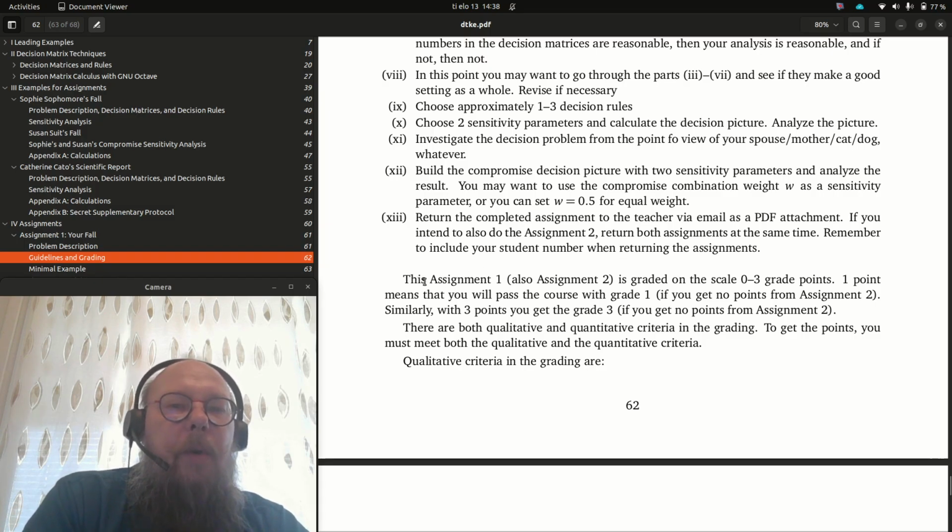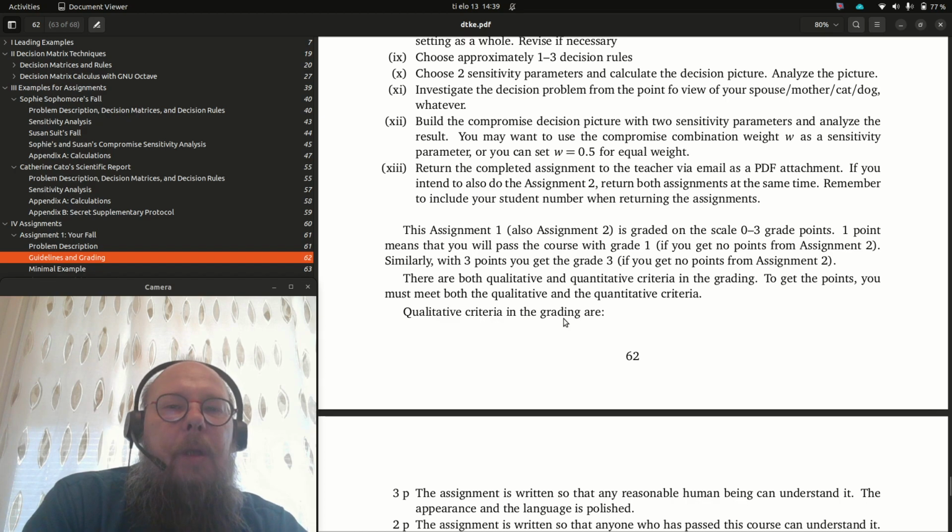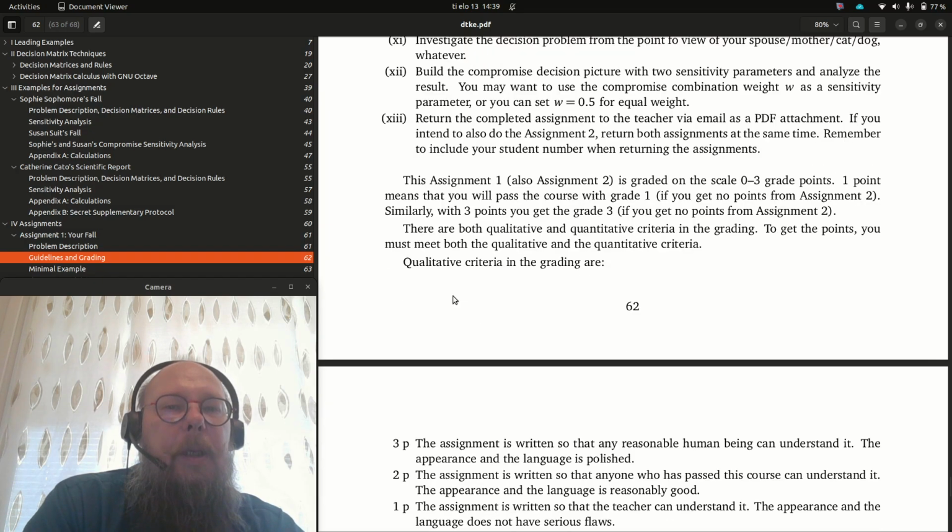And as I mentioned before, let's mention this again. This assignment 1 also applies to assignment 2, the grading scale is 0 to 3 grade points. 1 point means that you will pass the course with grade 1 if you don't get any points from assignment 2, and similarly 3 points you get grade 3 if you get no points from assignment 2. And how do I grade them? There are both qualitative and quantitative criteria in the grading, and to get the points you must meet both these criteria.